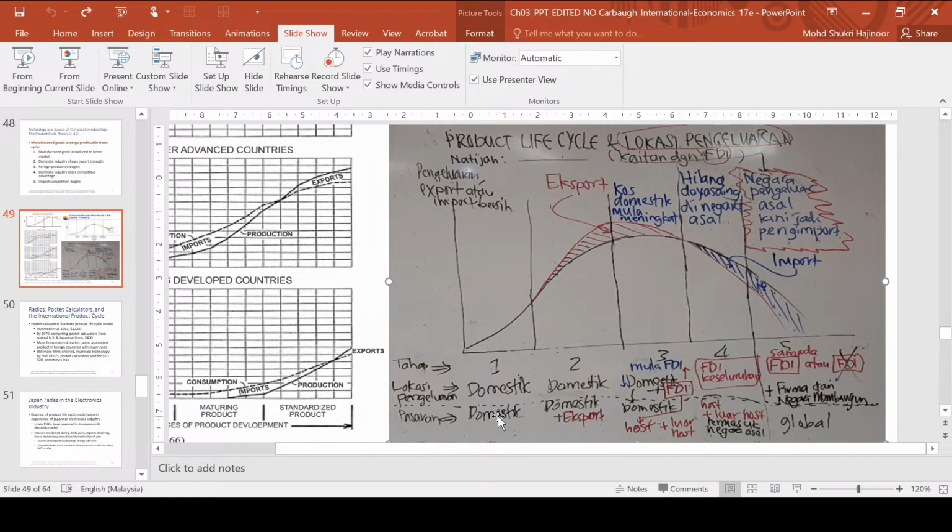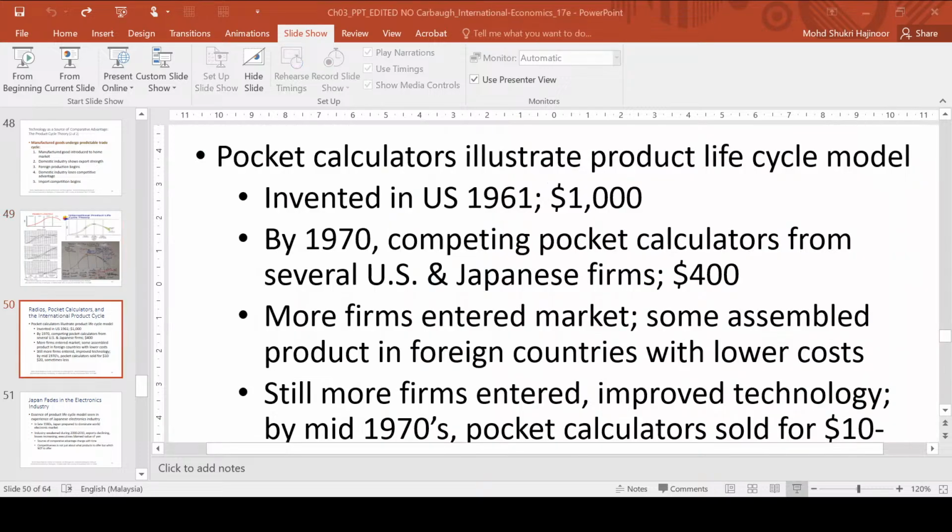So radios, pocket calculators, and the International Product Cycle, the pocket calculators product life cycle model. Invented in 1961 in the US, the price was 1,000 by 1970. Competing pocket calculators came from several US and Japanese firms, and the price was only reduced to 400. Competition was cheaper from Japanese firms, 400 instead of 1,000.